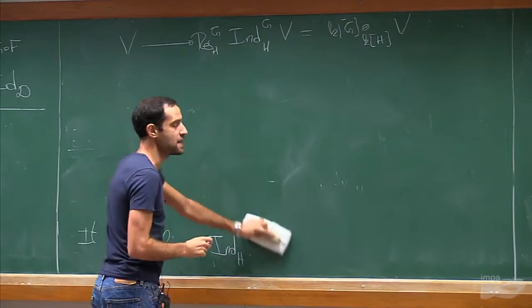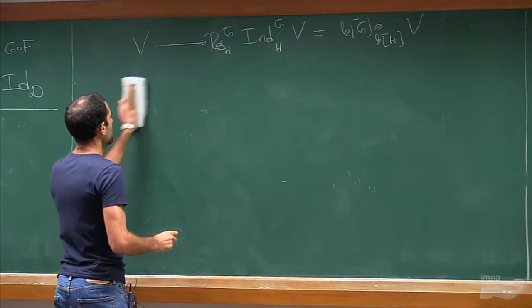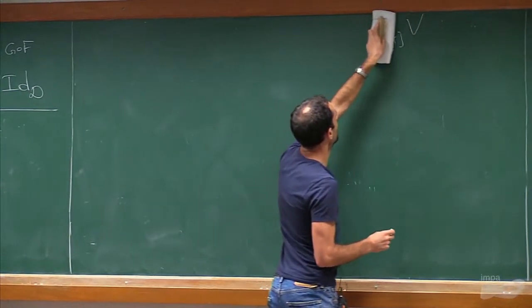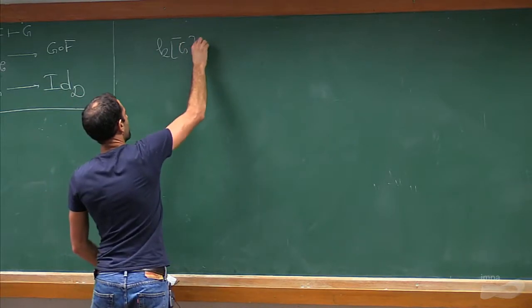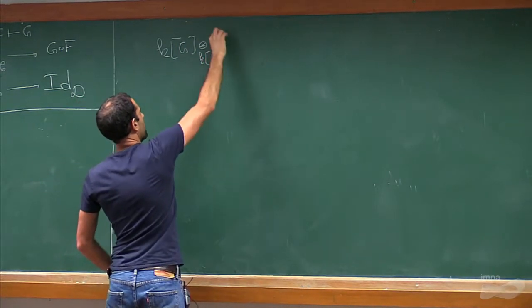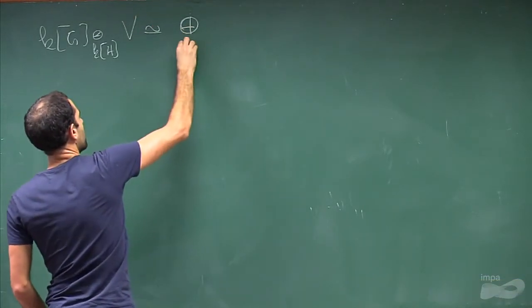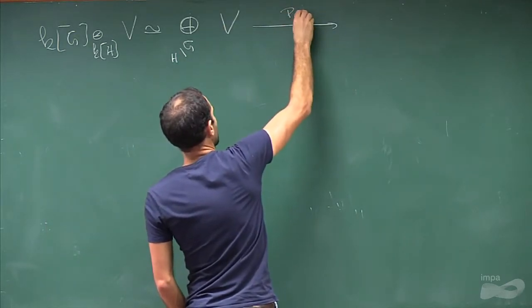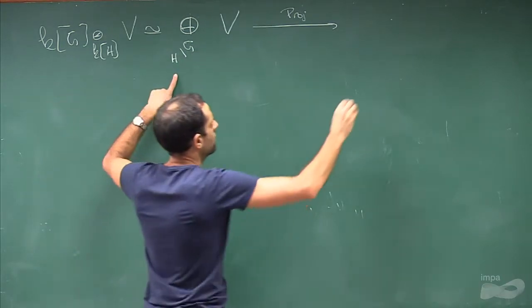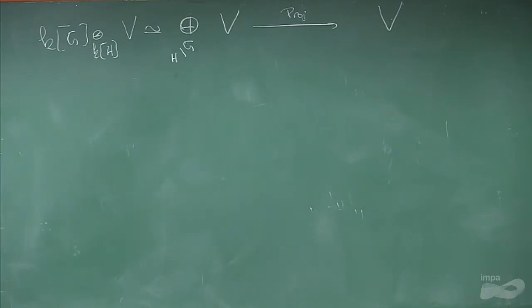How do we get a projection to V? But that's even easier, right? So I can look at this guy. We've written this guy as a direct sum of right cosets of V, and just take the projection to the coset of the identity. So let's check that this is a morphism of H modules. But that's obvious. So if I act by H, oops.